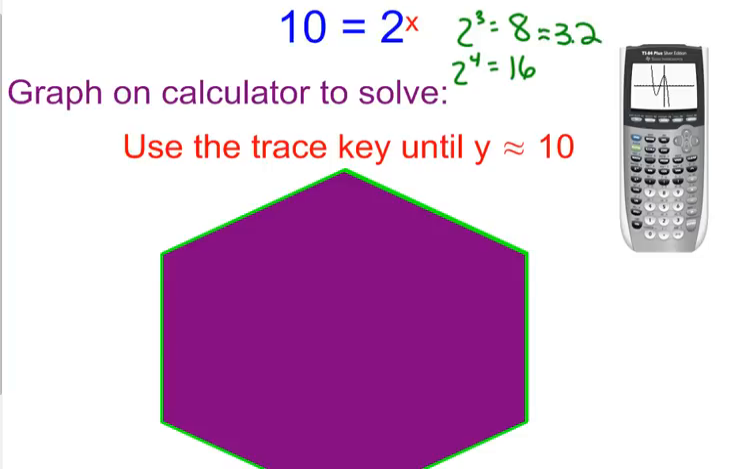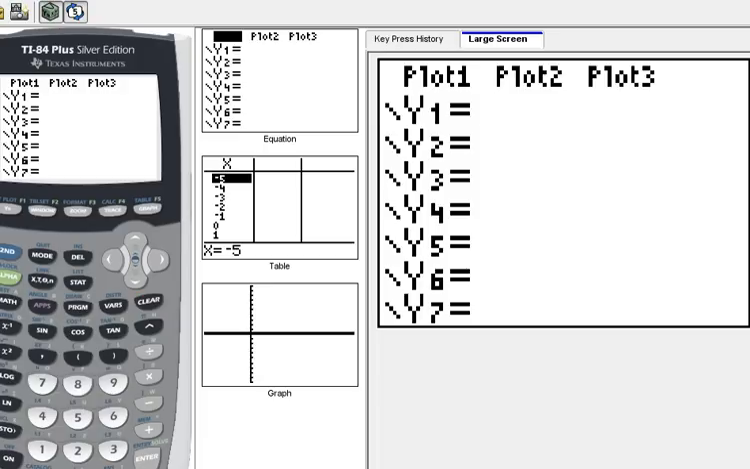If we're going to actually solve this, we're going to graph this on our calculator. Except instead of putting the 10 in, because that's not going to help me graph it, I'm going to put in y equals 2 to the x. And then I'm going to go to where my y value is 10, so I can see what that x value would be. So if I turn my calculator on, I go to y equals, and I'm going to plot y equals 2 raised to the x.